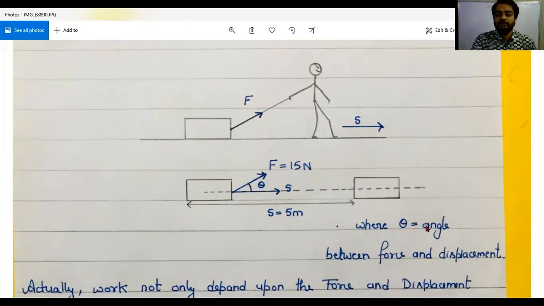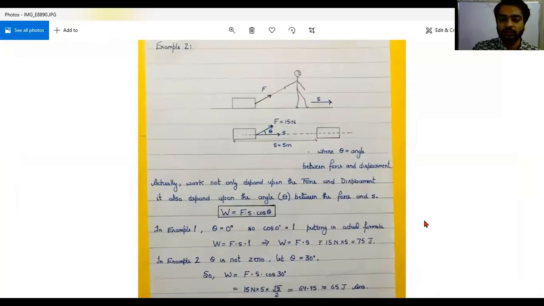So what is happening here? You can see that force is away from displacement by some angle theta in this diagram. So in the definition of work, you can say that work not only depends upon the force and displacement, it also depends upon the angle between the direction of force and displacement. So the right formula should be W is equal to the product of force, displacement and cos theta. We have taken the cosine of the angle between F and S. So this formula will work every time.